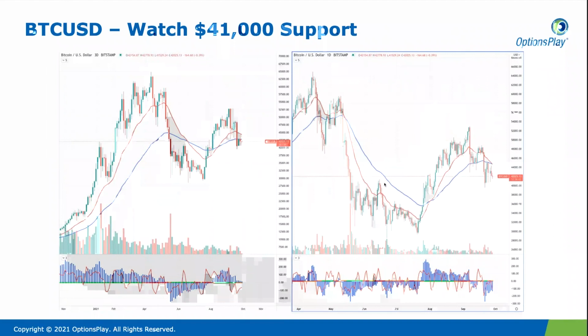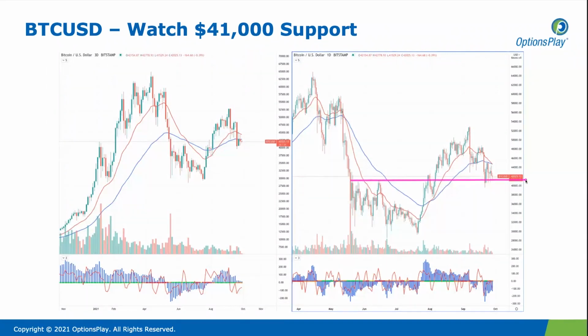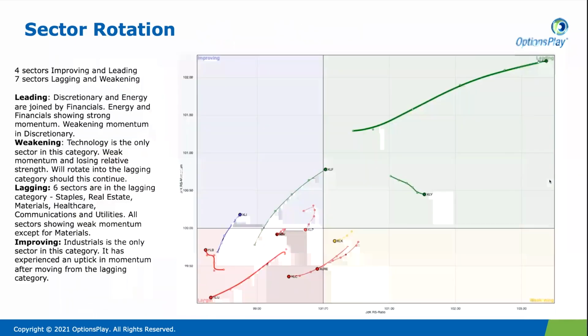And then Bitcoin, something that a lot of investors still pay attention to right now, back at the $41,000 level. This is a major support and resistance level that's worth paying attention to. If we break below 40,000, this really puts 30,000 back into contention. So for those Bitcoin traders, this is one where you could potentially see some big moves to the downside.